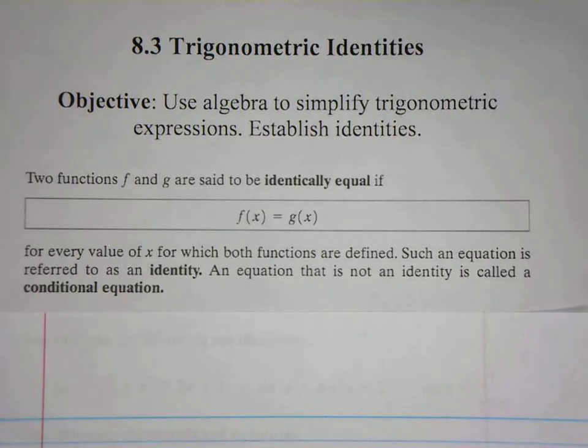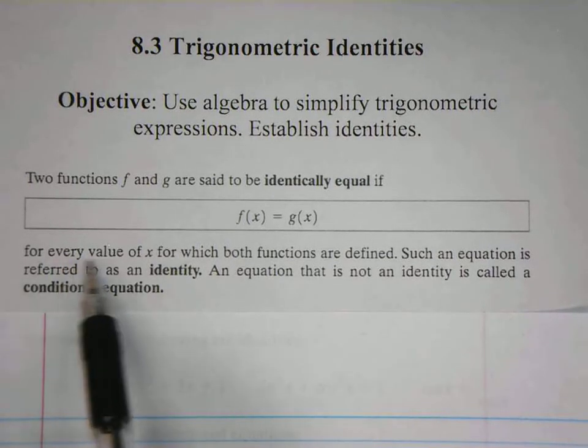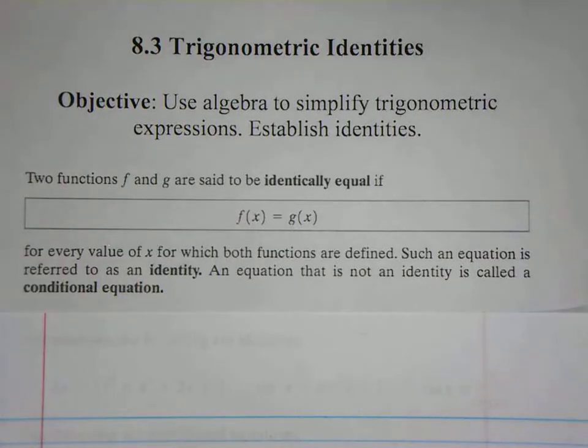It says two functions f and g are said to be identically equal if f of x equals g of x for every value of x for which both functions are defined. I think you guys probably understand what identically equal means, but the part that I really want to stand out to you is it says for every value of x. So keep that in mind as we head into some examples in a second. Such an equation is referred to as an identity. An equation that is not an identity is called a conditional equation.